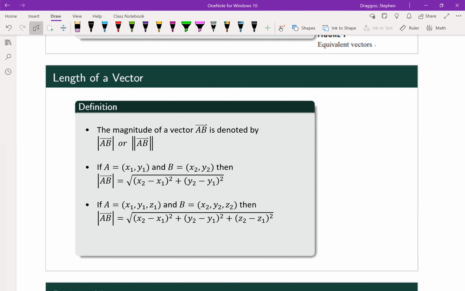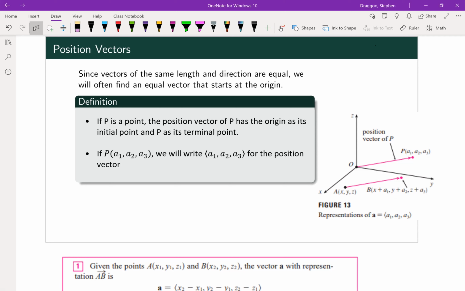Then let's also talk about a position vector. Since vectors that have the same length and direction are equal, it's oftentimes easiest to find an equal vector that starts at the origin, and then just claim that our vector is maybe easiest described as starting from the origin rather than going between two points A and B. So we look over to the right and see figure 13, two representations of the same vector. But we're going to have the position vector being the one that goes from the origin to a point P.